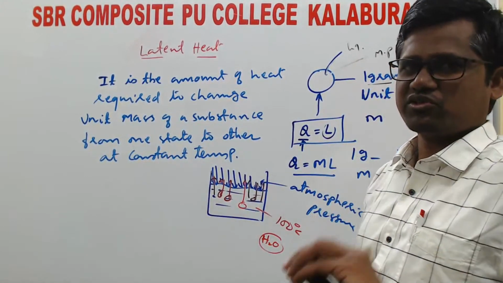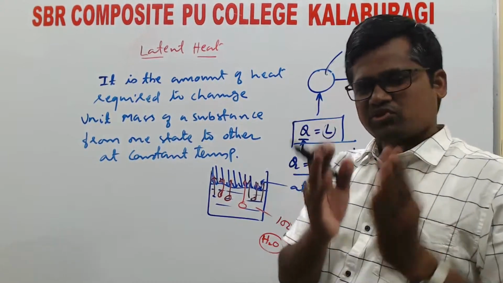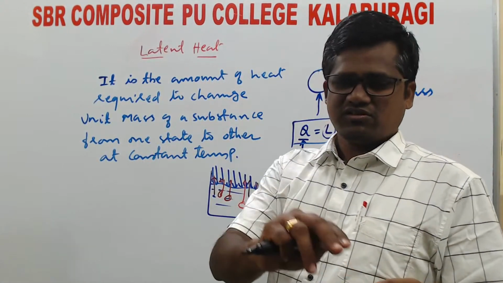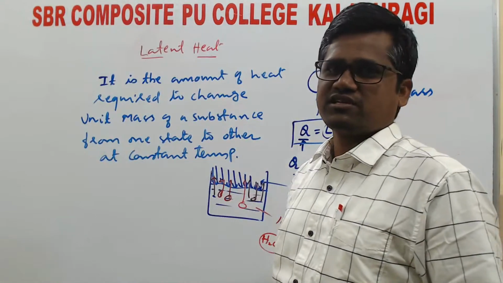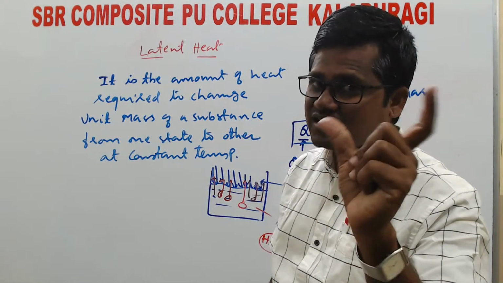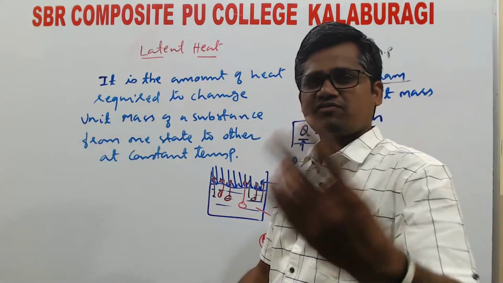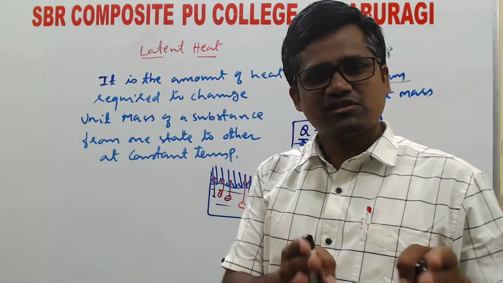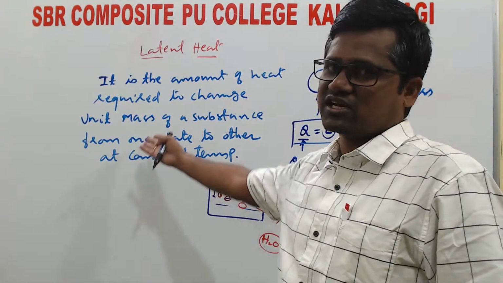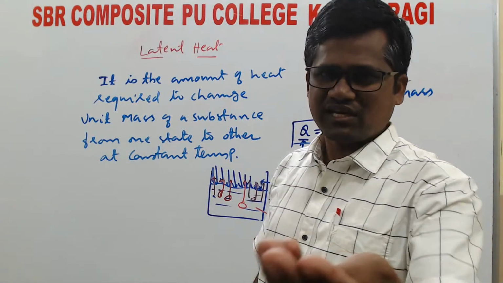melting point. For all substances there will be one melting point. At its melting point, suppose the unit mass, suppose its mass is 1 gram, unit mass of a solid substance, to change it to unit mass of a liquid at melting point, whatever heat we give, that heat is called latent heat of fusion. So generally if we speak, this is the definition. What is the general definition? It is the amount of heat required to change unit mass of a substance from one state to another state at constant temperature. It's a general definition. When it comes to fusion, vaporization, I'll tell you in the next class.